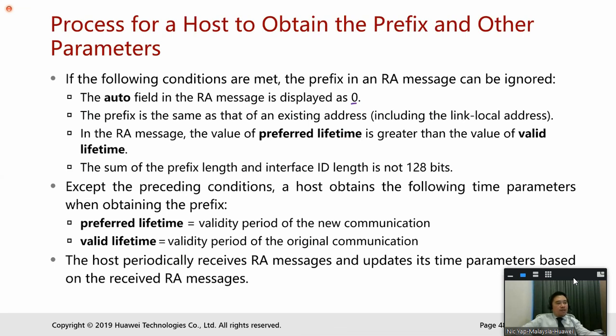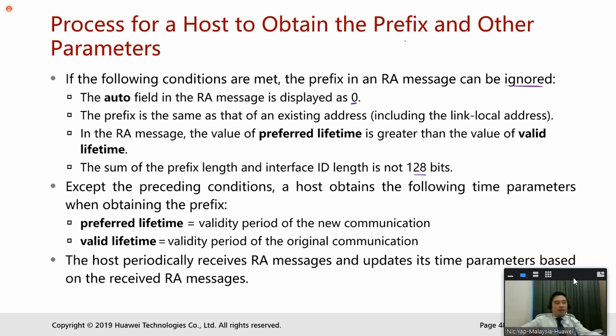And if in the RA message the value of the preferred lifetime is greater than the valid lifetime. Normally, the valid lifetime is greater than the preferred lifetime, not the other way around. And if the sum of the prefix length and the interface ID length is not 128 bits, you also ignore it. You will not entertain this RA message when this condition is met.